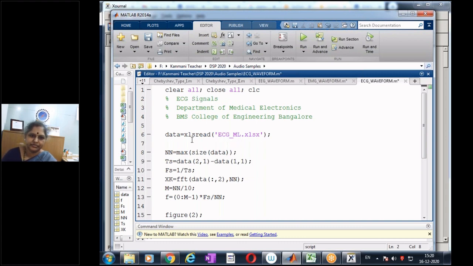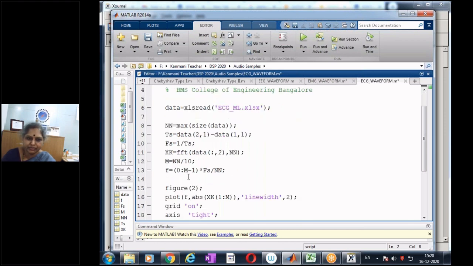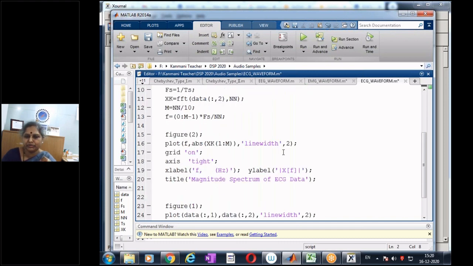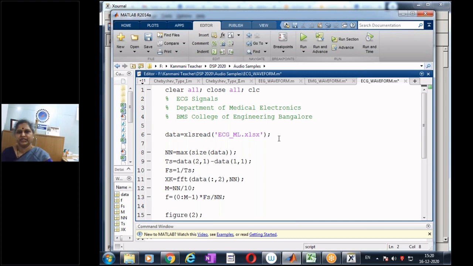We are walking through the program. We are first trying to read the data, and in our data file we have first the time domain data. In the second column, the actual data is present. So we try to get the sampling interval and hence the sampling frequency, and then we get the FFT using the command, and then we do a mapping towards frequency of our FFT samples. So we are plotting the spectrum and the time domain signal. Let us look at the spectrum of the ECG signal.